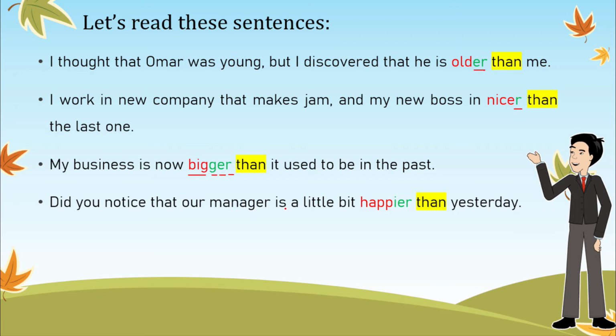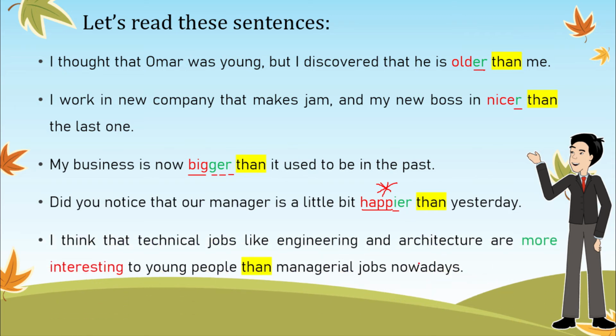Did you notice that our manager is a little bit happier than yesterday? Now, happy is normally written here with Y. So, if we have an adjective that ends with Y, we normally omit Y and we add an E or I, sorry, I. Okay, then ER. So if we have Y, we omit Y and we add I-E-R.